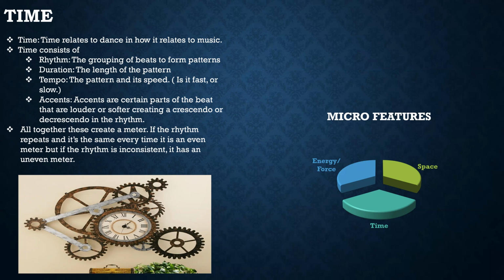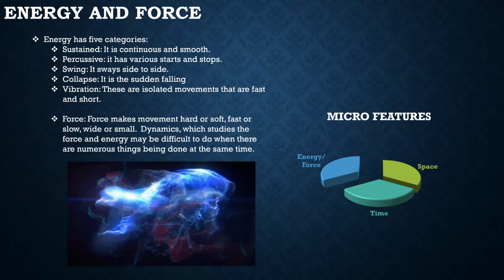The meter is based off the rhythm, and whether the rhythm repeats itself every single time and is the same every single time, the meter may be even. But if the rhythm is inconsistent and different every time, the meter is uneven. Lastly, we have energy and force.